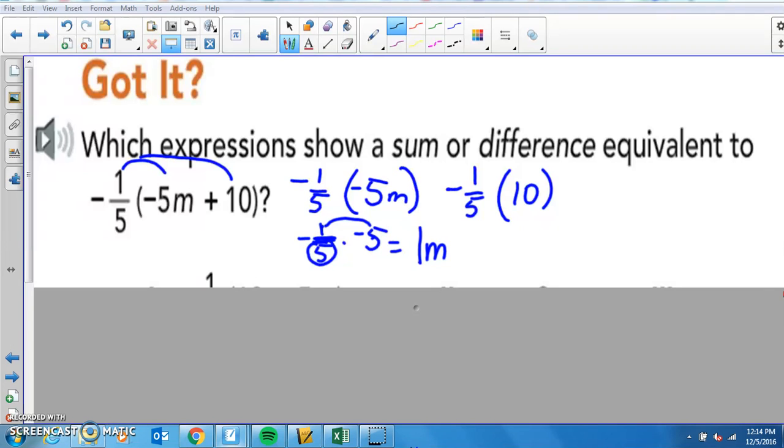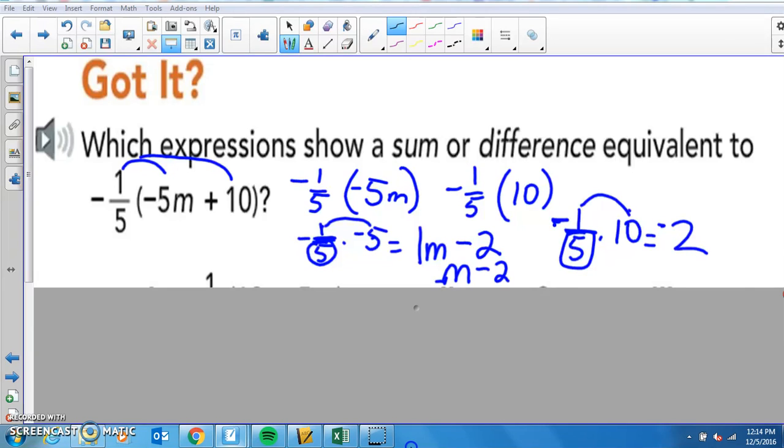Let's do the same thing to the other side. We have a negative 1/5 times a positive 10. Multiply 10 times the top number. 10 times 1 is 10. Divide it by the bottom number, so we're dividing by that 5. 10 divided by 5 gives you a 2. And since we're multiplying a negative times a positive, that gives you a negative 2. So the way I'm going to write this is minus 2. And that's 1m minus 2, so we all know we don't need that 1. So I'm going to just write this as m minus 2.